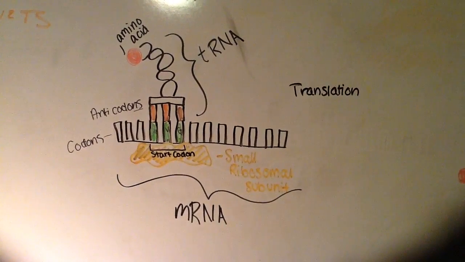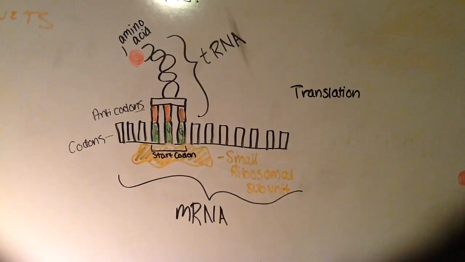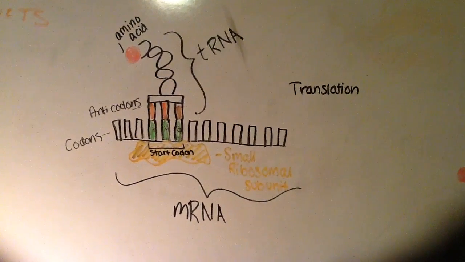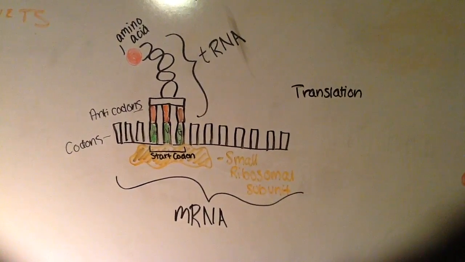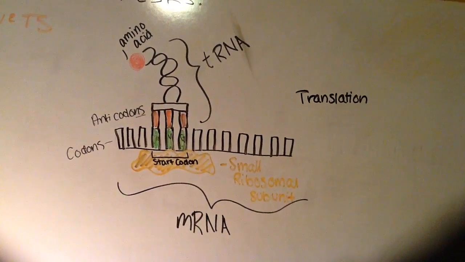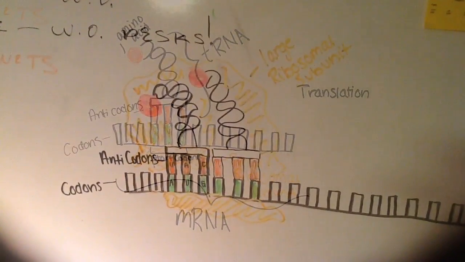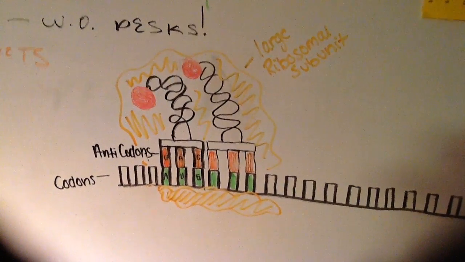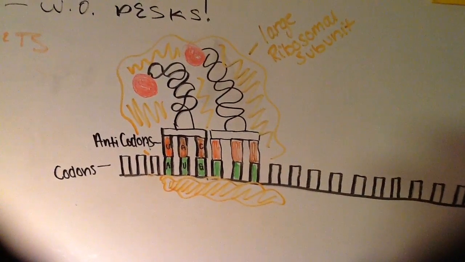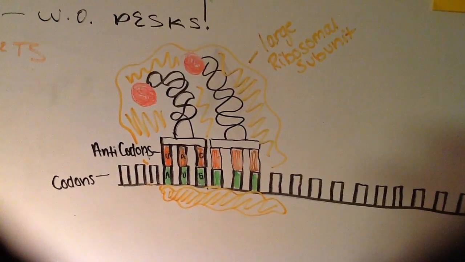During initiation, the ribosomal subunit binds to the start codon. Next, an amino acid is brought to the strand by a tRNA, or transfer RNA. The tRNA has anticodons that bind to the codons on the mRNA strand. Then the large ribosomal subunit binds to form the translation complex, completing initiation.